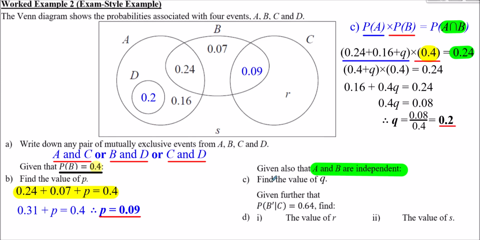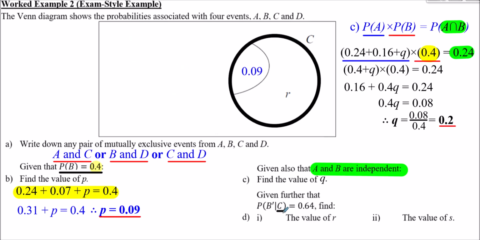So if I just do this in the next step, say Q is 0.2, we can then tackle part D. For part D, we're told first of all that, given further that the probability of B dashed given C is 0.64, find R and S. So here we're told that we're looking at region C only. So region C, everything else can just disappear. And we want to find out now the value of R.